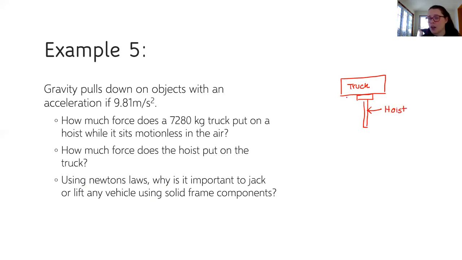Okay, so the truck has a force down. The hoist has a force that's up. Okay? So the hoist pushes up, the truck pushes down. How much force does the truck put on the hoist? Well, the force from the truck is going to be equal to the weight of the truck times the acceleration. Well, you say the truck's not moving. No, it's not moving, but gravity always pulls down with an acceleration of 9.81. So the force that the truck puts on the hoist is always equal to mass times gravity.